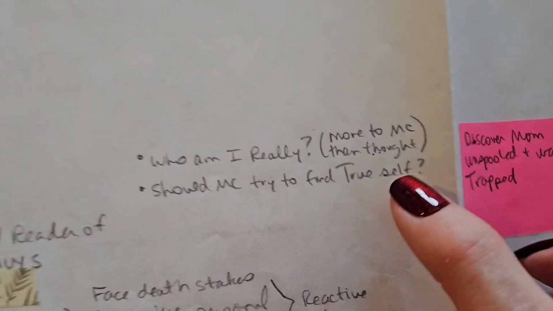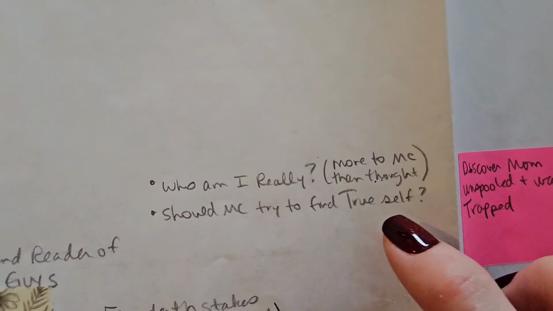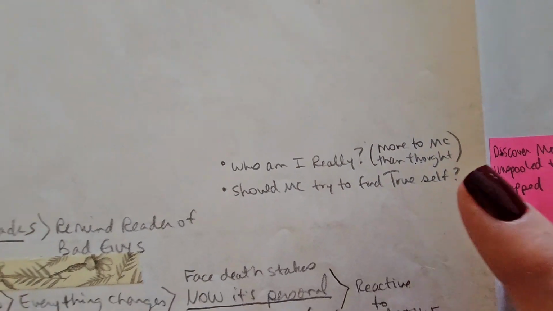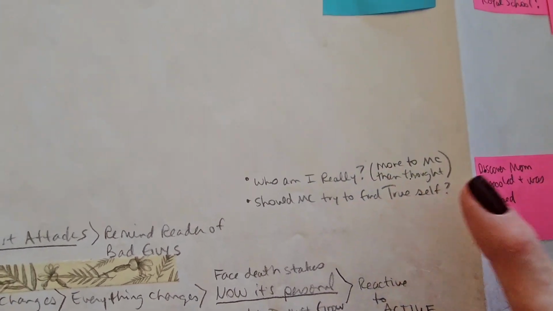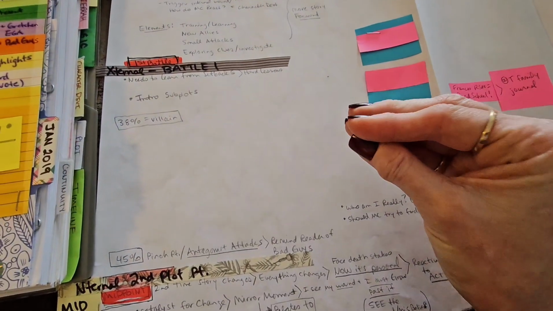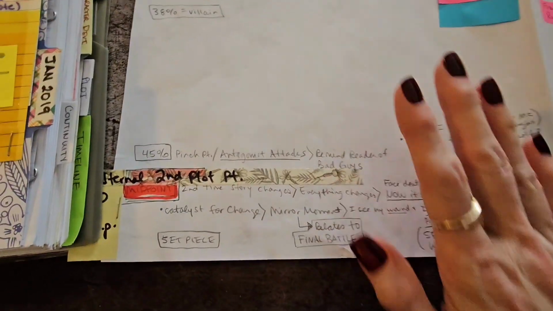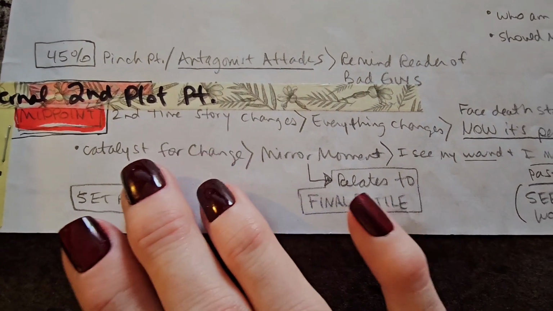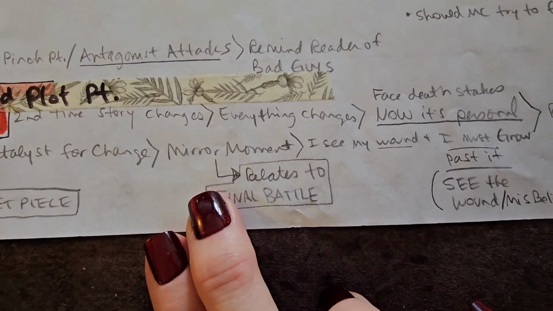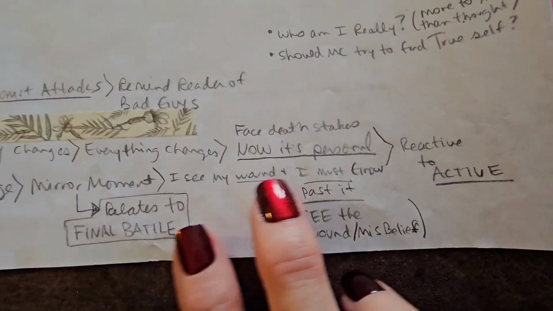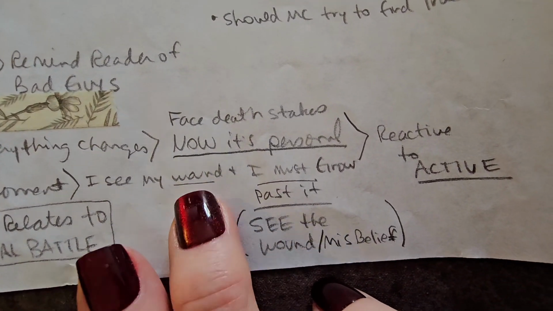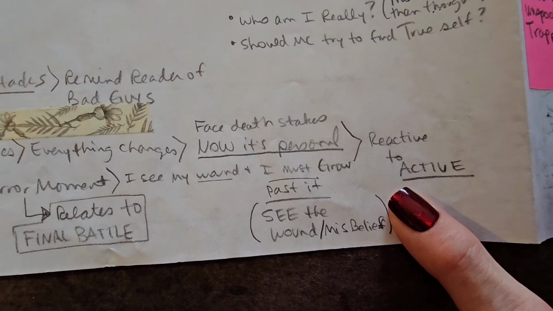What have I become? Should the main character be trying to find their true self at this point? These are great questions to ask yourself in the writing process to be sure that you're building out that character in an interesting way. Final thoughts. I've got catalyst for change, a mirror moment, which is a James Scott Bell-ism. Character says, I see my wound and I must grow past it.